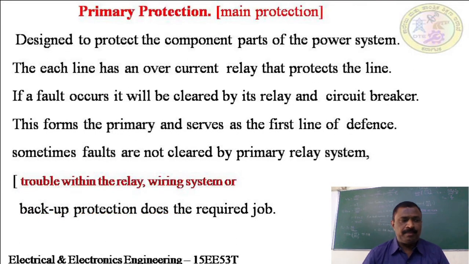So first we will see what is primary protection. The primary protection is designated to protect the component parts of the power system. Each line has an overcurrent relay that protects that particular line. When a fault occurs, it will be cleared by its relay and circuit breaker. So this forms the primary and serves as the first line of defense. Sometimes if the faults are not cleared by the primary relay system, then the backup protection will do the job.